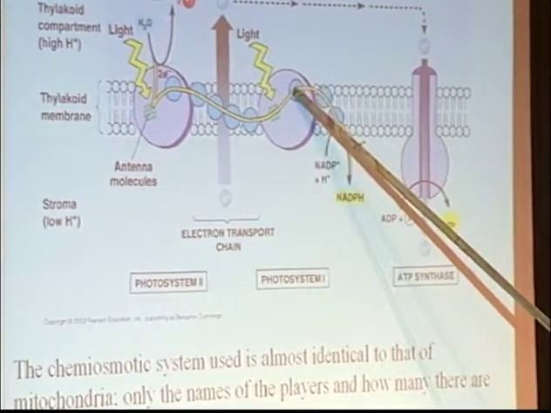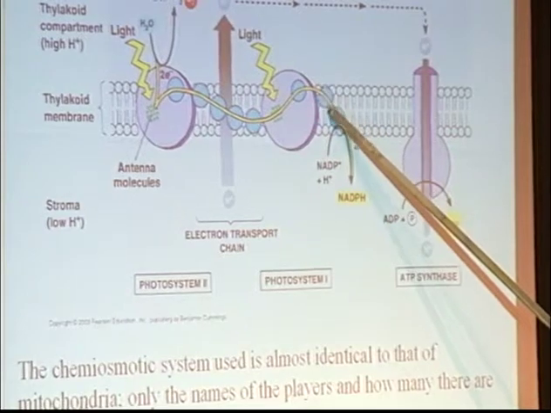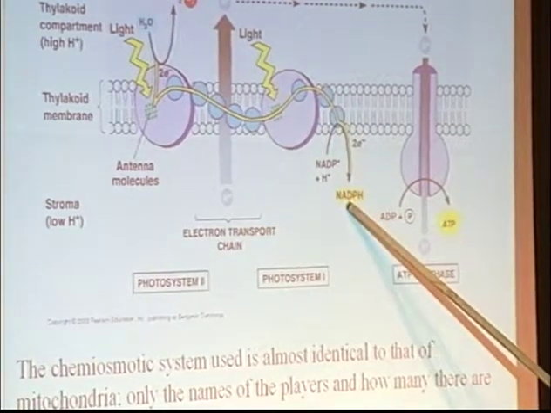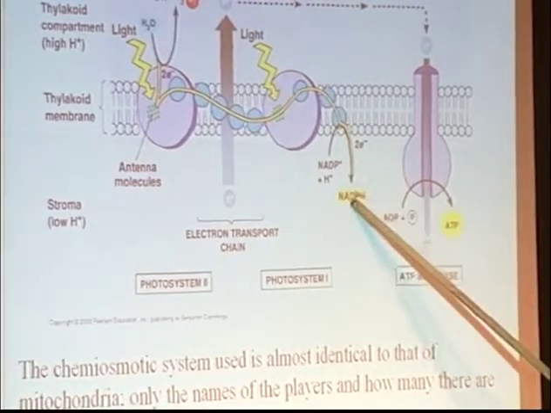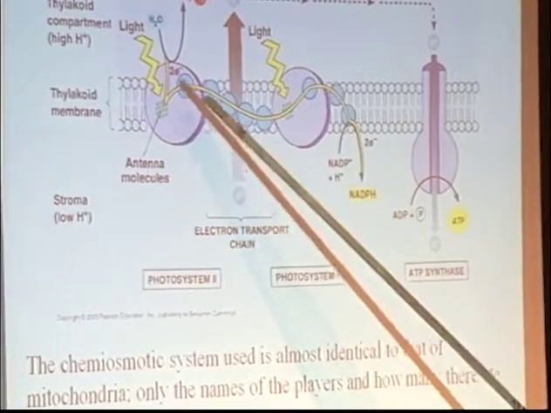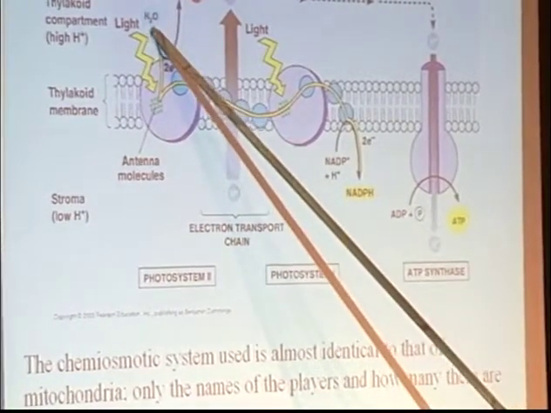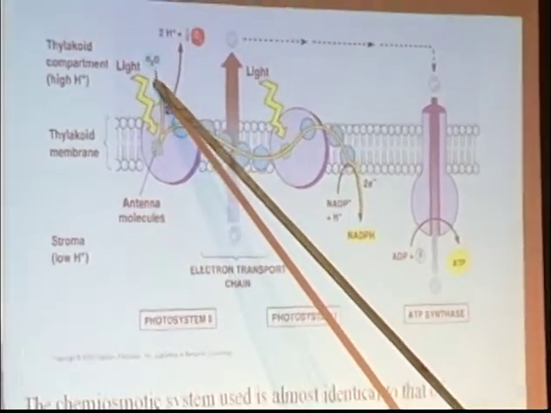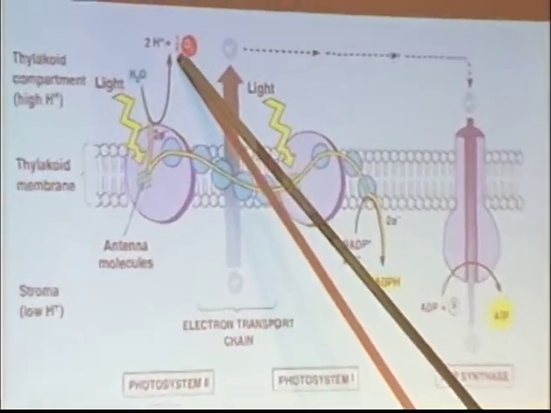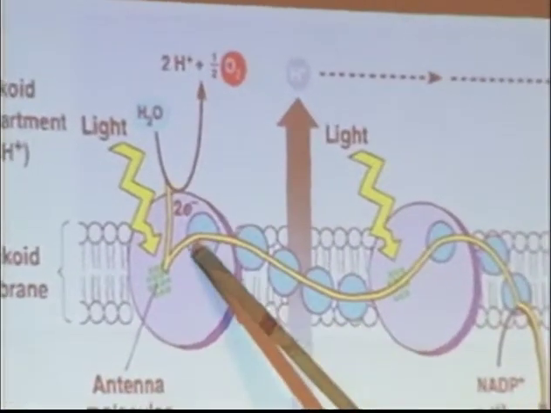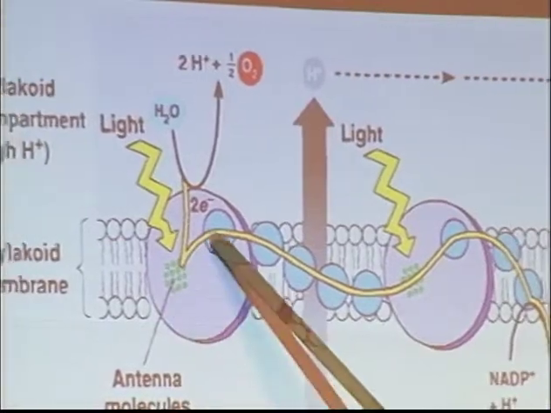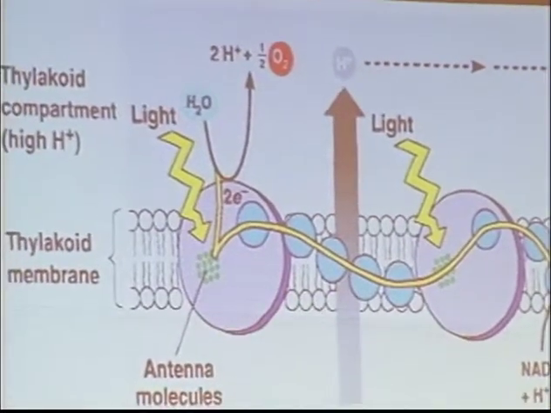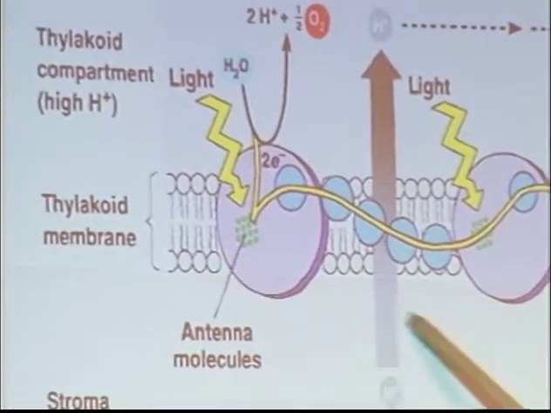Electrons are popped to higher energy, passed down the electron transport chain to produce NADPH. That's where those two electrons eventually end up. In the meantime, in the thylakoid compartment, we've got water that's busted up to produce oxygen and donate 2 electrons back to this reaction center here. All right, so this whole thing is happening in the thylakoid membrane.